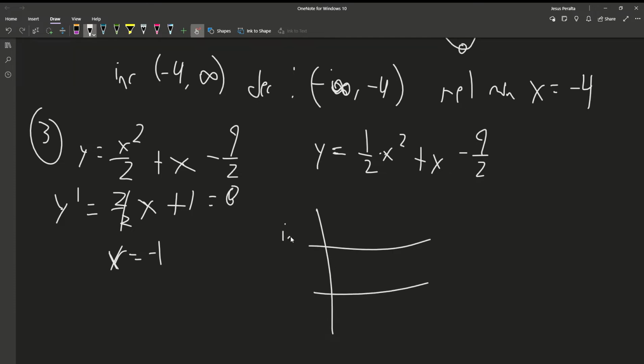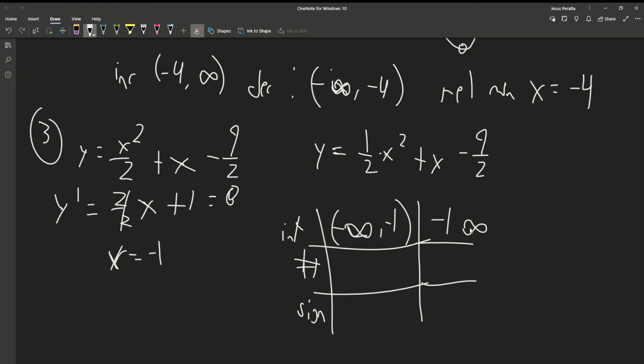So we have interval, then we have number, then we have sign. As you can tell, I'm speeding up, but my handwriting is also getting a lot worse. Okay, so now from here, we are gonna go from negative infinity to -1, and then we are gonna go from -1 to infinity. Wow, that one was way better.